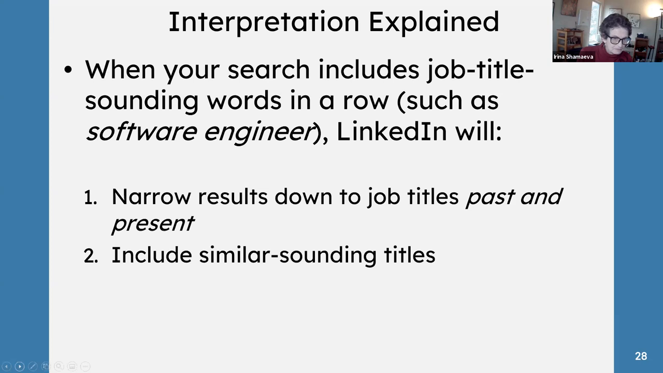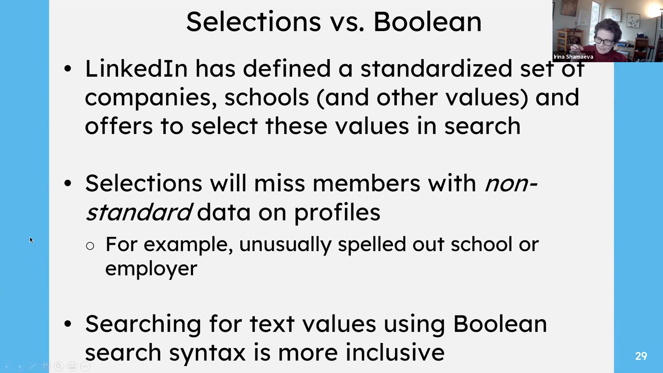Now, we have company selections and some other selections, and we have a field where we can enter, say, a company name. So what LinkedIn is trying to do, it has a standardized set of companies, schools, other values, which is natural. And in our personal search, it, for example, allows us to select a company, to select a school, to select a past company.